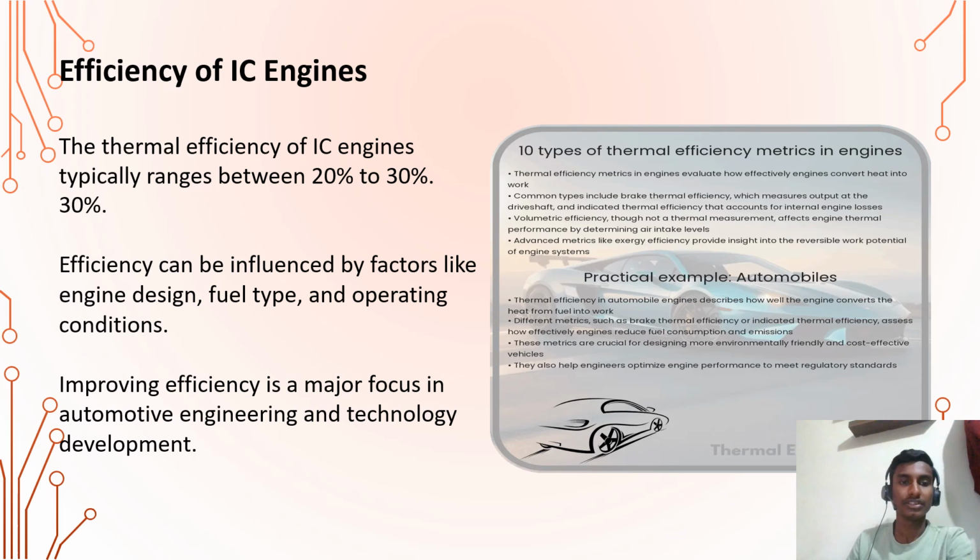Efficiency of IC engines. The thermal efficiency of IC engines typically ranges between 20% to 30%. Efficiency can be influenced by factors like engine design, fuel type used, that is maybe gasoline, diesel, petrol, or other gases like CNG, and operating conditions, which depend on the driver. Improving efficiency is a major focus in automotive engineering and technology development.